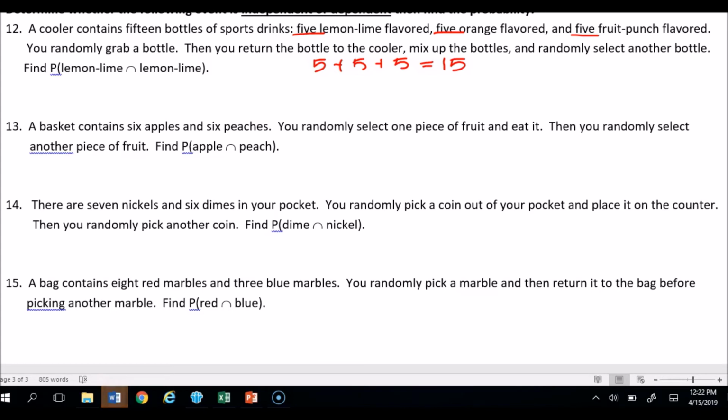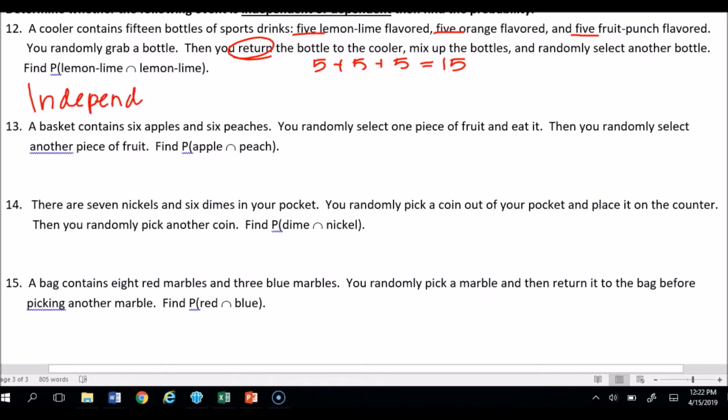Now, it also tells us that we return the bottle. So this means this is going to be independent because we returned it and our numbers did not change. So let's say we pull a lemon lime, and I don't like lemon lime, so I put it back. That might be the logic behind a problem like this. So we had 5 lemon limes out of the 15. Now we returned everything, so the numbers don't change at all.